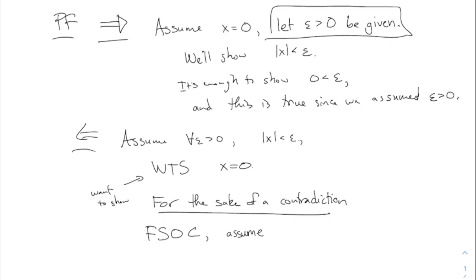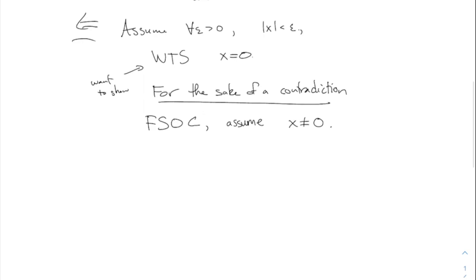Remember how to do a proof by contradiction. You assume the opposite of what you're trying to prove and then somehow derive a contradiction. So since I want to show that x is zero, I'm going to assume the opposite, which is that x is not zero, right? And then hopefully we will be able to derive a contradiction using that assumption. All right. X is not zero, and we also have assumed this business here. For all epsilon greater than zero, absolute value x is less than epsilon.